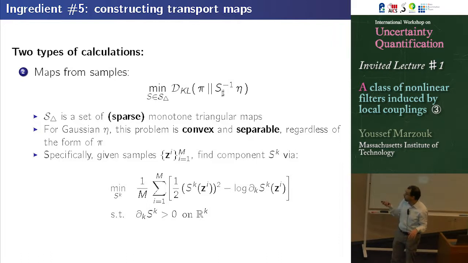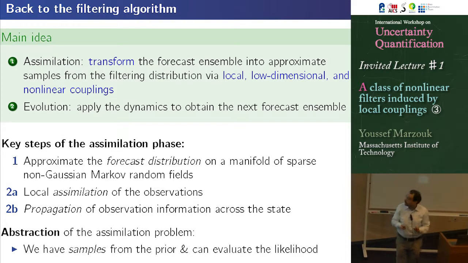Okay, so all these ingredients. This is a long excursion. How does this go back into the filtering algorithm? So the idea is as follows. We're going to think of EnKF-type approaches, but now we're going to use all these tools that I described in the past 20 minutes. We start with a forecast ensemble that we get by running our samples through the dynamics, and we'd like to transform the forecast ensemble into approximate samples from the filtering distribution via the couplings.